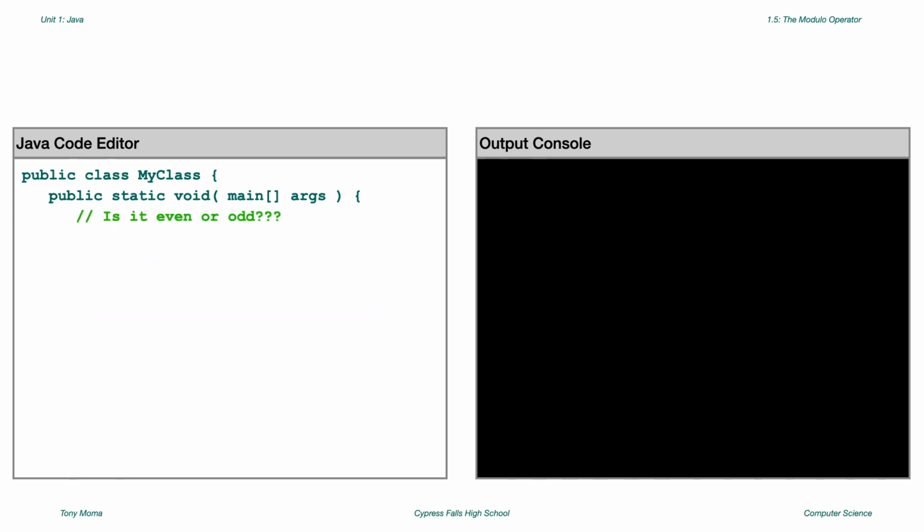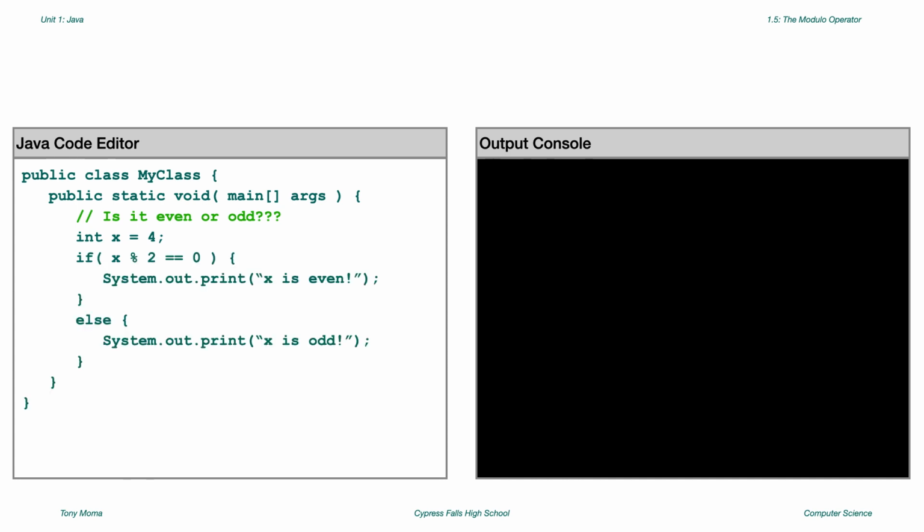One of the most common uses of the modulo operator is for determining if a number is even or odd. For example, suppose I declare an integer named x and set it equal to a number. The following if-else statement uses the modulo operator to determine if the value that I set x equal to is even or odd. It states, if x modulo 2 equals 0, then print out x is even. Else, print x is odd.